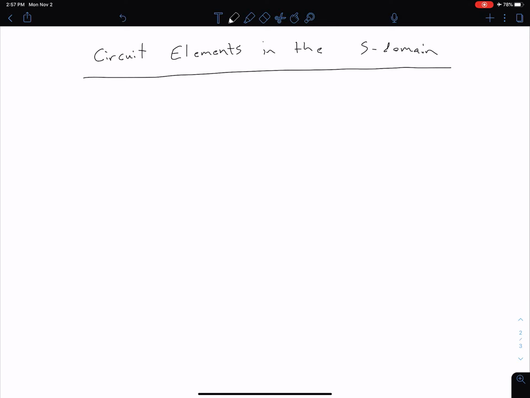So in the next few videos, we're going to look at how we can transform circuit elements into the S domain. So let's start with our most simple component, the resistor. And so what we're going to do as we consider this resistor is we want to take the Laplace transform of the IV equation. So let's take our Laplace transform of our resistor IV equation.